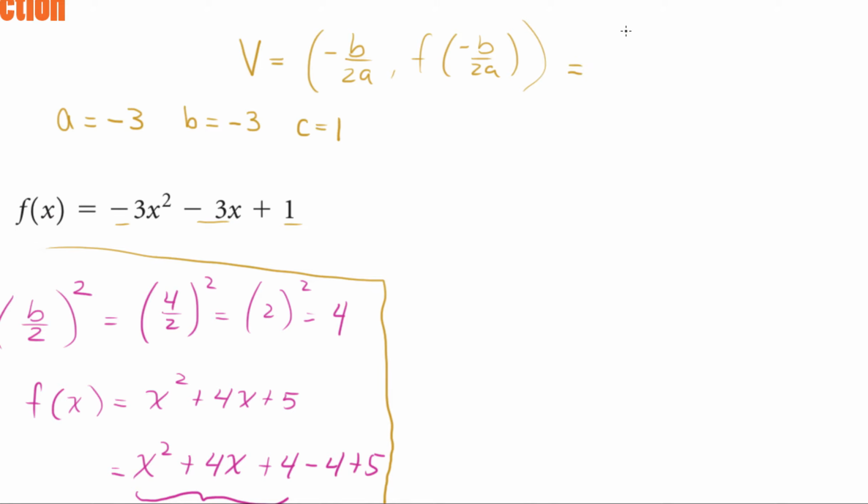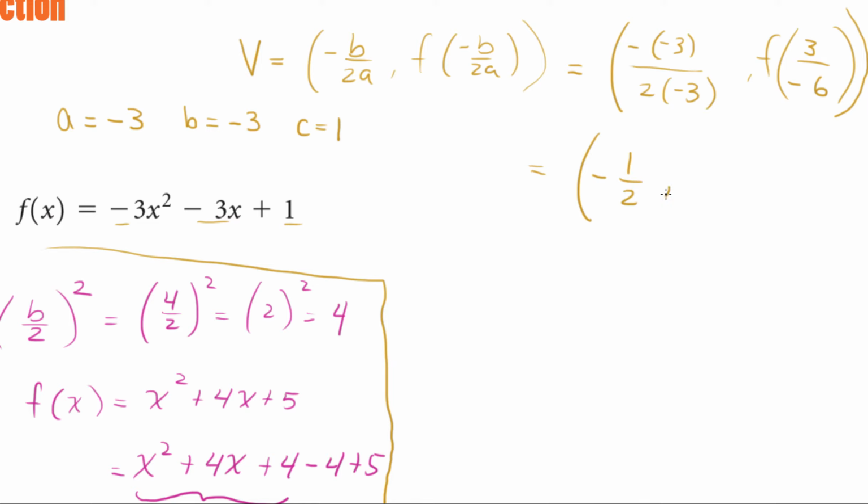So this becomes -b. Careful, there's two negatives now. So it's -3 over 2 times -3, comma, f of that number. Negative times negative is positive. -3 times 2 is negative. So f of 3 over -6. Now, if you simplify 3 over -6, you get -1/2, comma, f of -1/2.